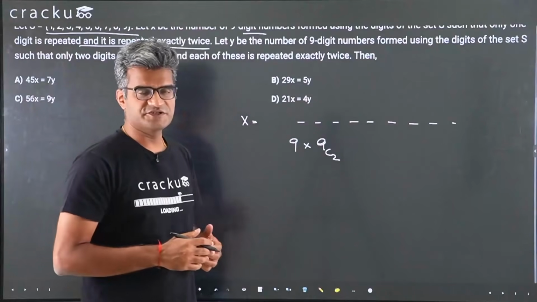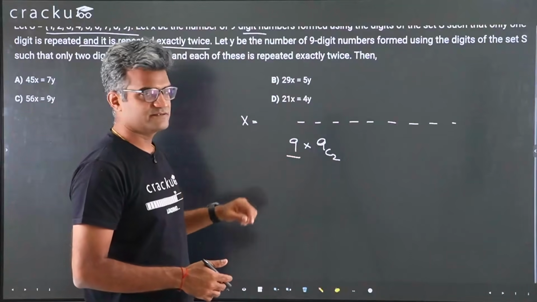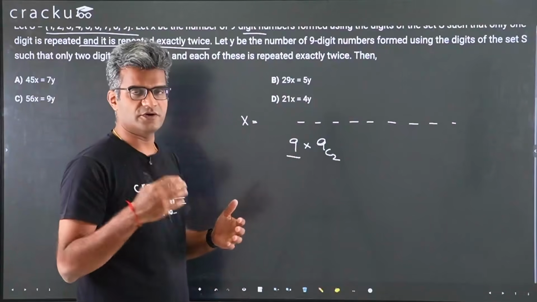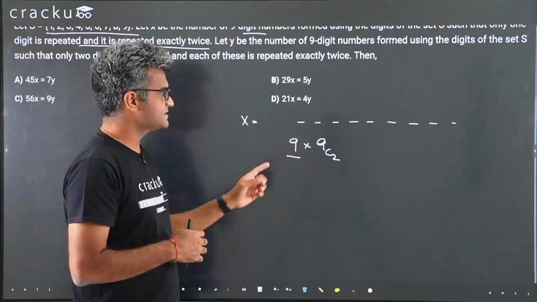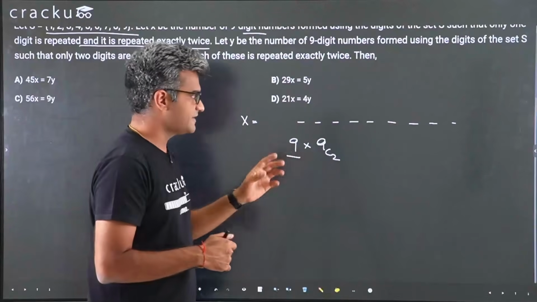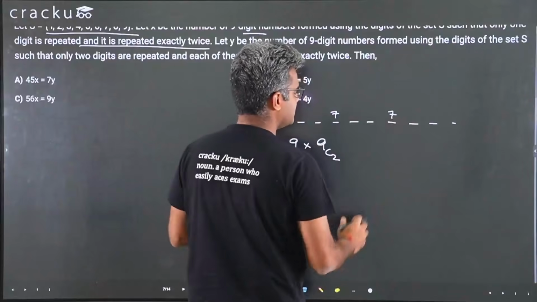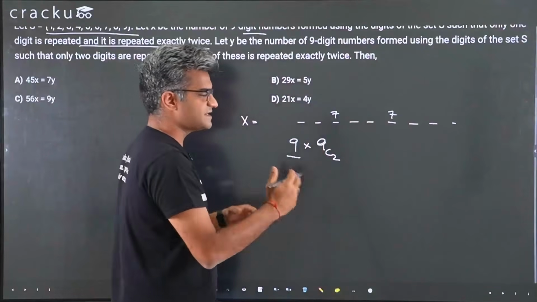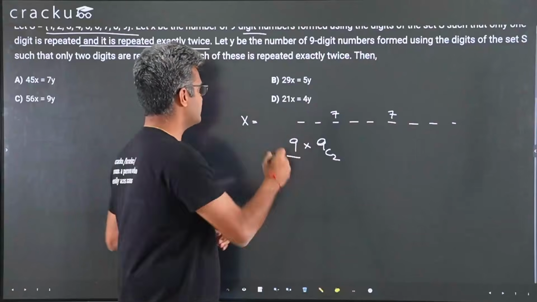For example, if you are assuming that the number which is repeated is 7, 7 can be picked in 9 ways. That is, it can be either 1 or 2 or 3 or till 9. Similarly, the 2 places where 7 actually comes can be selected in 9C2 ways. For example, let us assume that this is one place for 7 and this is one place for 7. These 2 places can be selected in 9C2 ways, which is 36 ways, 9 into 8 by 2.